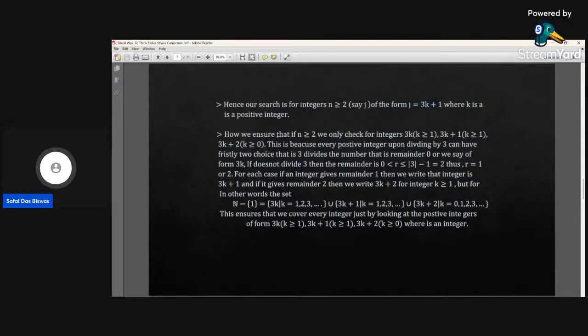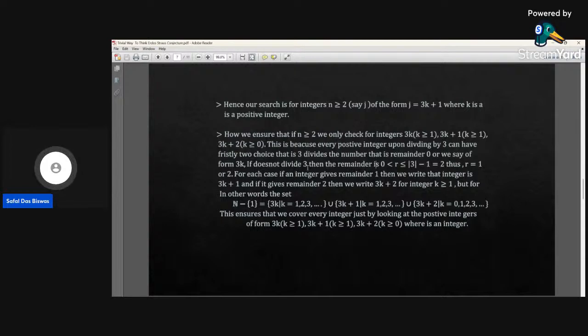Now, how can we ensure that if n is greater than or equal to 2, we only check integers of the form 3k where k is greater than or equal to 1? Why only 3k? That is the question. Why only 3k, 3k plus 1 and 3k plus 2? Are there other integers? This is because here is the crux: every positive integer upon dividing by 3 has firstly two choices. First choice, 3 divides the number, that is the remainder is 0, or we say it is of the form 3k. That means when a number is divisible by 3, we say it is 3k.